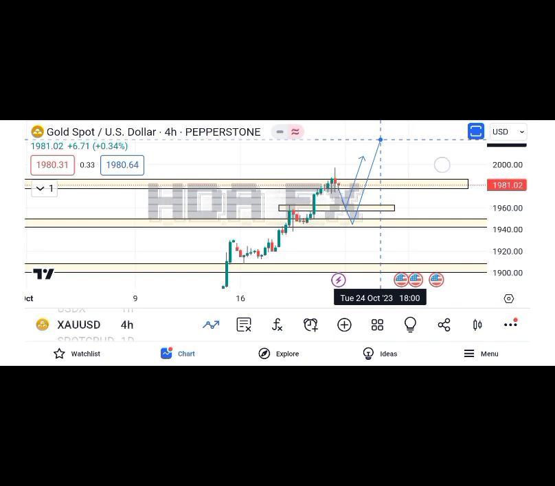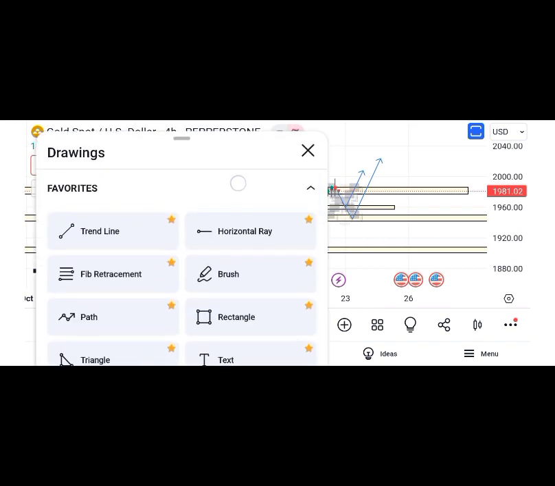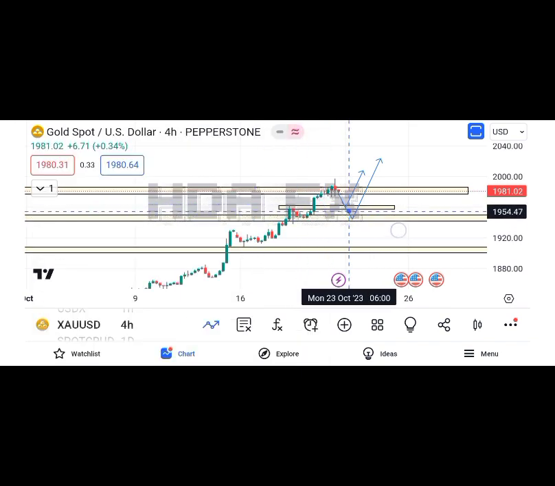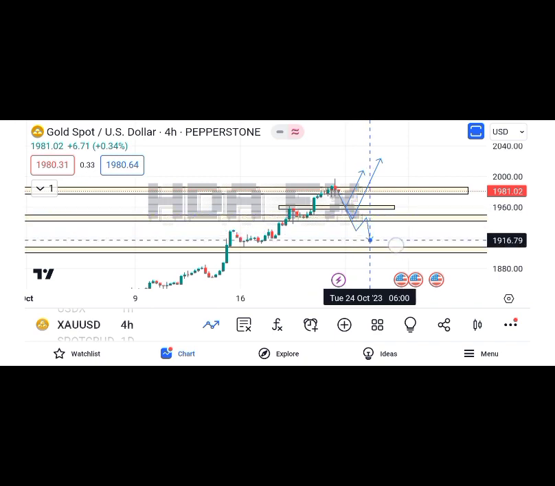But if I'll be bearish, if I'll be looking for sells on gold, then this is what I want to see on gold. I want to see gold break this structure downward. So I want to see gold break this structure downward and wait for a retest to this zone here. Then look for selling confirming candles, then sell down to this point here on gold.